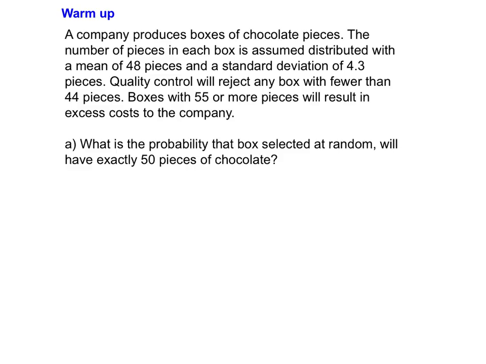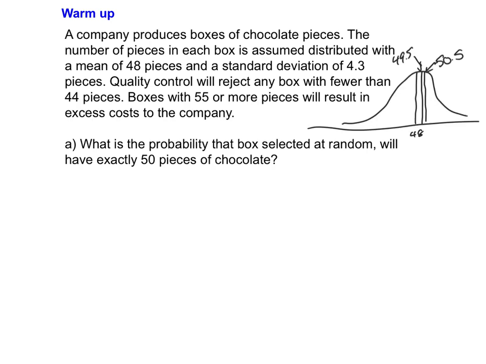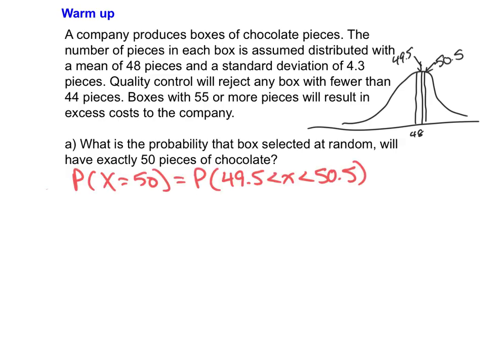Boxes with 55 or more pieces will result in excess costs to the company. So what is the probability that a box selected at random will have exactly 50 pieces of chocolate? So we are looking for that slice on our normal curve that is between 49.5 and 50.5. And we don't have to do much in the way of calculating because we were given that the average is 48, the standard deviation is 4.3, so we can find the x value for each of these. And now we can find our z values, and from that we can find our probabilities.